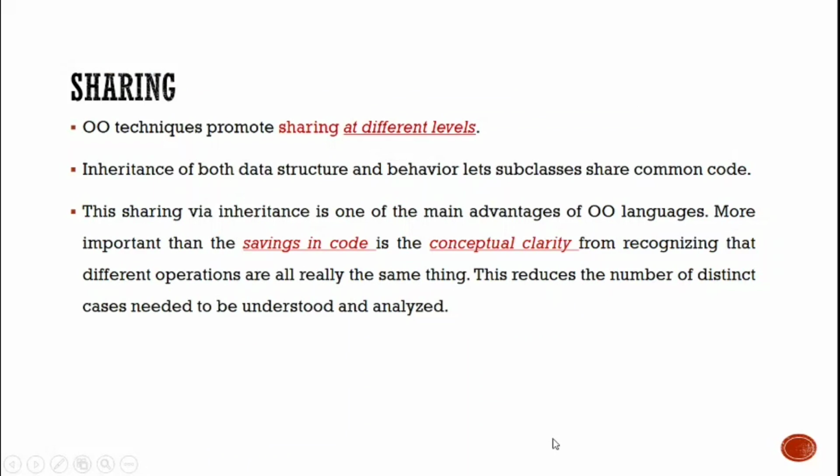Sharing. Object-oriented techniques share at different levels. Inheritance of both data structures and behavior lets subclasses share common code. So the parent classes as well as child classes make use of the members or attributes or variables. That is one of the advantages of using object-oriented themes. This sharing via inheritance is one of the main advantages of object-oriented languages. More important, it saves code and gives conceptual clarity.